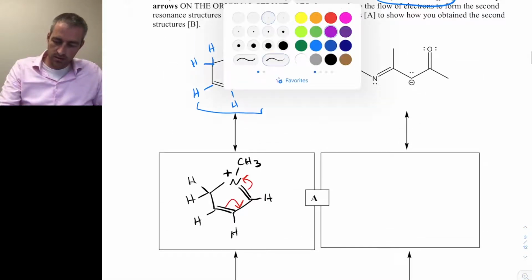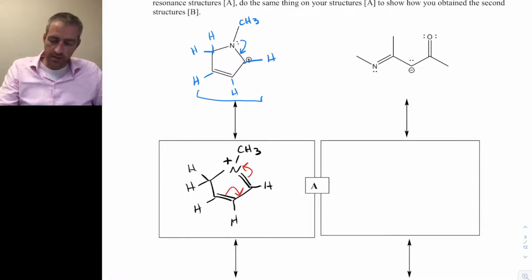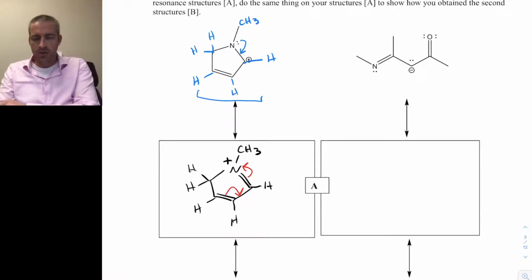Next, we have this structure here. This one's a bit different. Instead of starting with a cation, we're starting with an anion. So think of an anion as like an excess of electrons. So what we want to do is push them somewhere. We can push them either to the right, up into the carbonyl oxygen, or we can push them to the left, into the carbon double bond nitrogen.